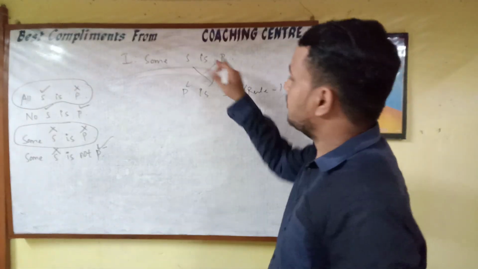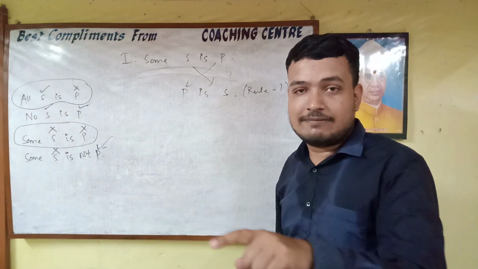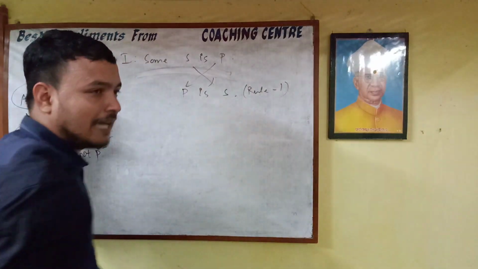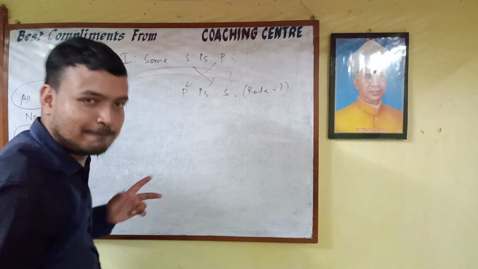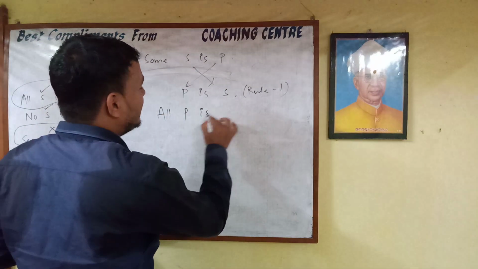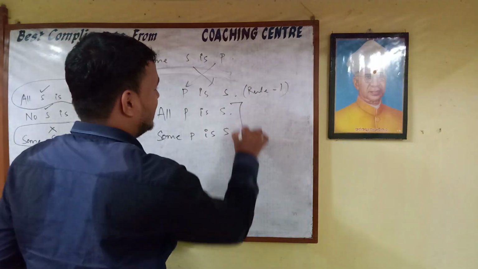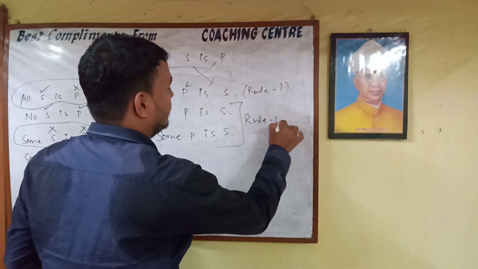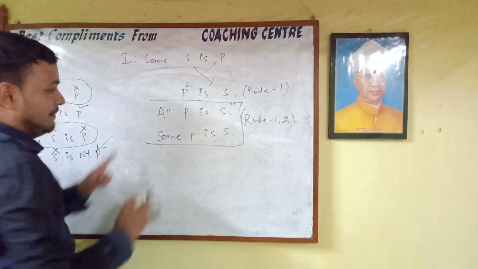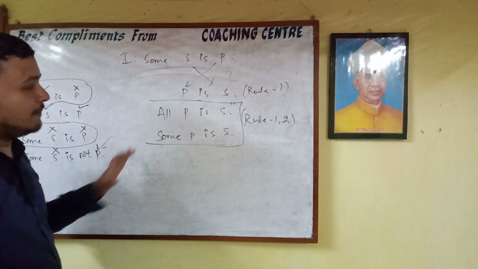What is the quality? Some S is P is a particular affirmative, so the quality is affirmative. How many types of affirmative propositions are there? Two affirmative propositions. Maybe all P is S, or else some P is S. If we follow both rule 1 and rule 2, there are two possibilities. I'm not sure which one is the converse, right?